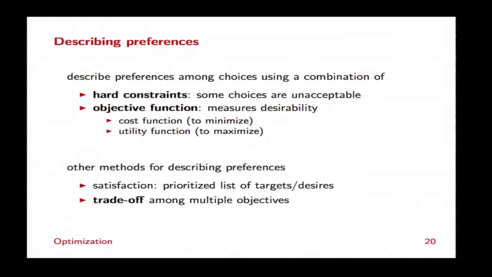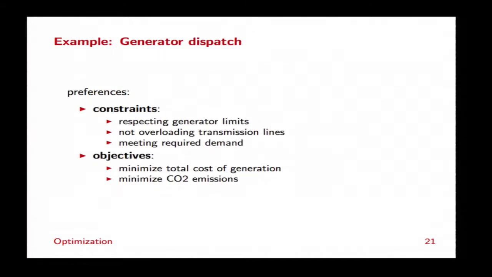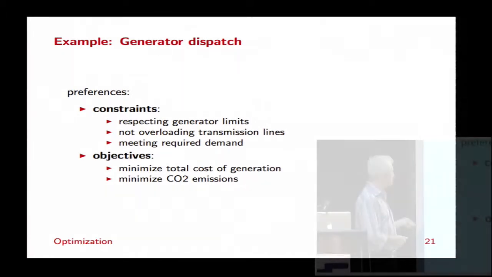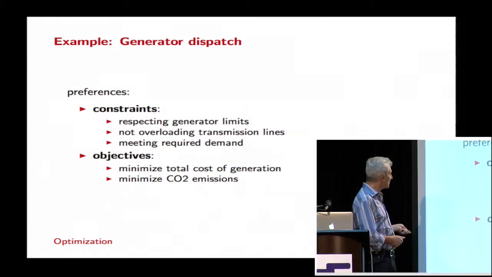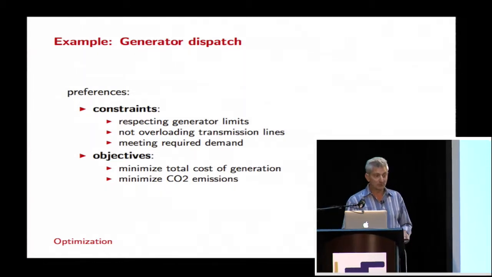Now, there's other methods to do this. There's things like you can talk about satisfaction, or you can have a trade-off. That's actually very common because all these things involve trade-offs. Okay. Now, generator dispatch, your constraints are you have to respect the limits. You can't overload transmission lines. You have to meet required demand. The objective is minimize total cost of generation and minimize CO2 emissions, right?